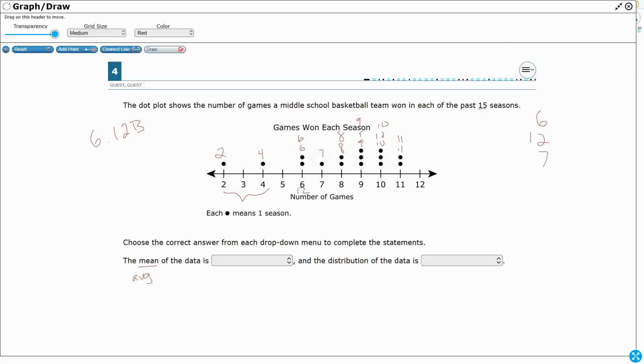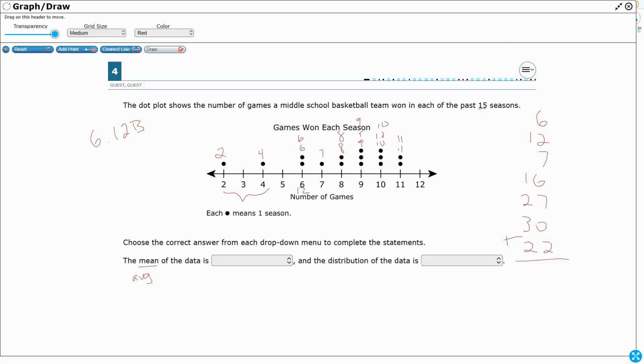And I've got a random 7. 8 and 8 make 16. 9, 9, and 9 make 27. 10, 10, and 10 make 30. 11, 11 make 22. So I've got to add all this up. So you see how this is already going to be difficult for students. If they know how to do this, they might not have the energy to go through all of this and add all of these up.